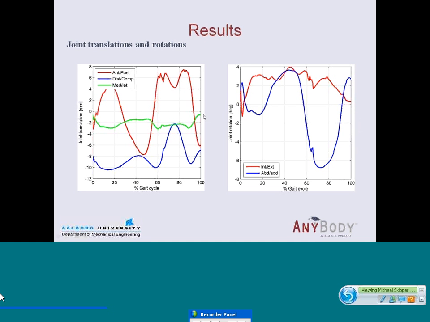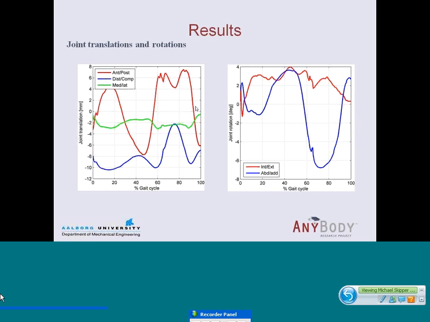And I would like to focus on a couple of the graphs. If we look at the red one on the left, which is the anterior-posterior translation within the knee during the gait cycle, then right after heel strike, you see that the tibial part is actually moving forward, so it's moving in the anterior direction, which makes sense because we are hitting the ground with the heel, and then there's some motion forward.